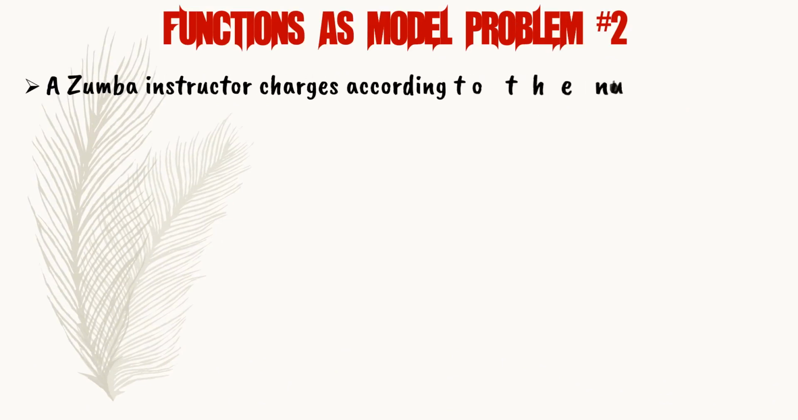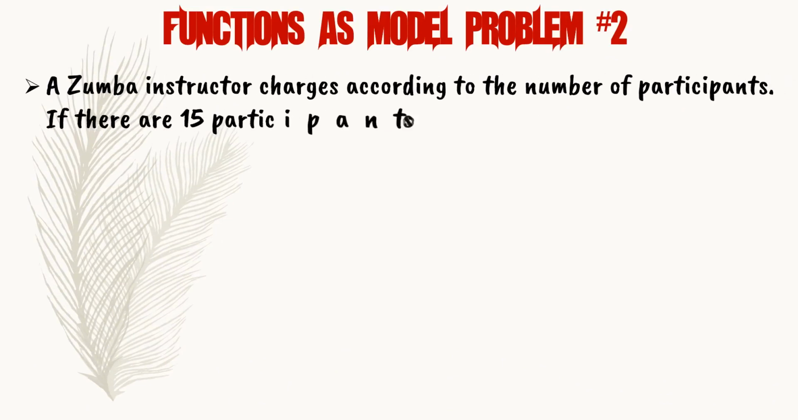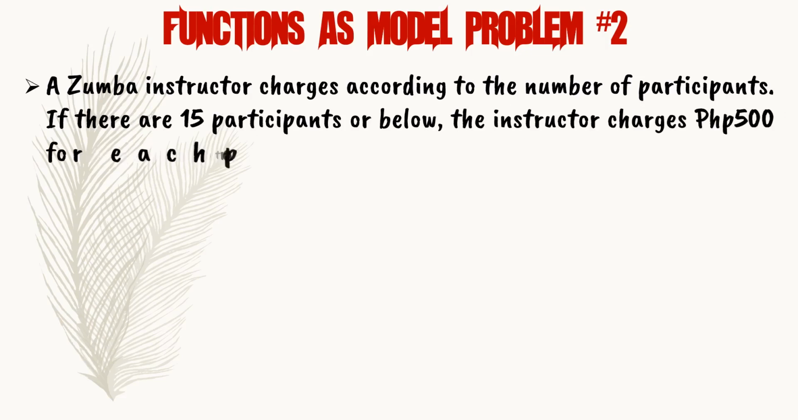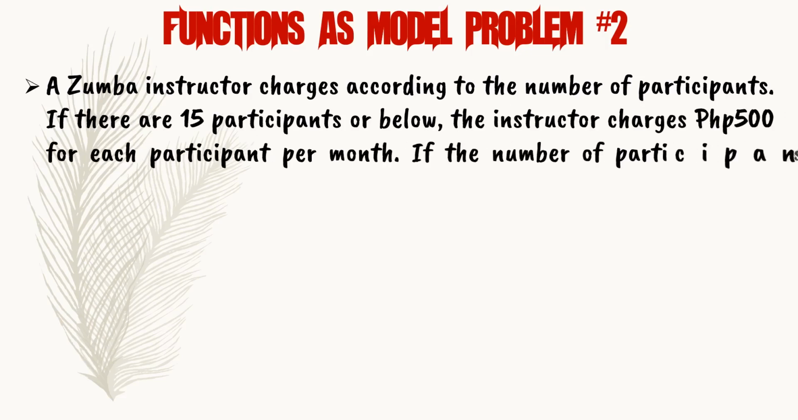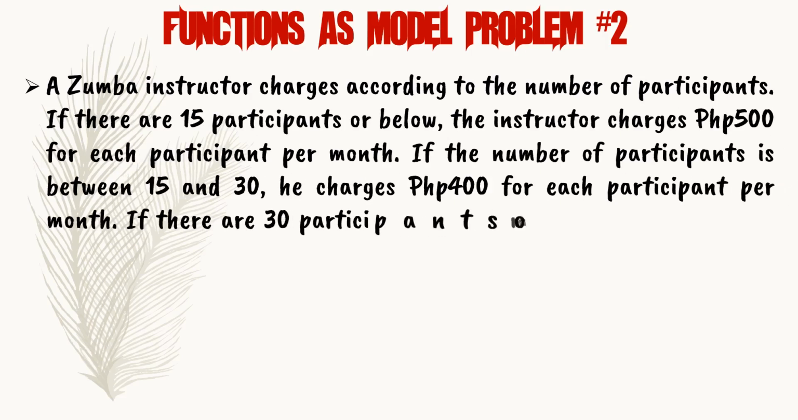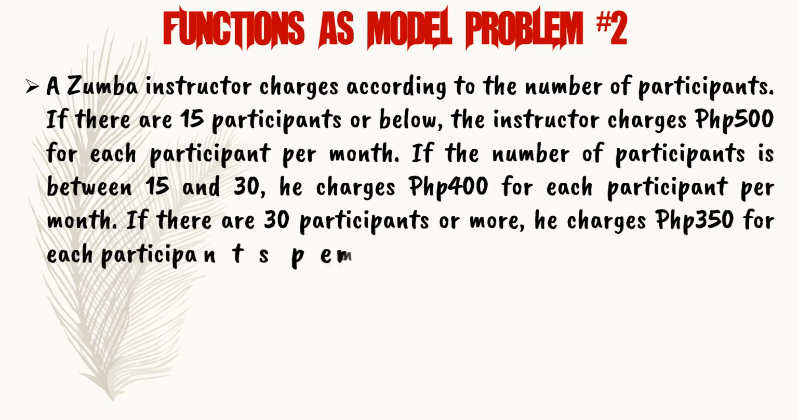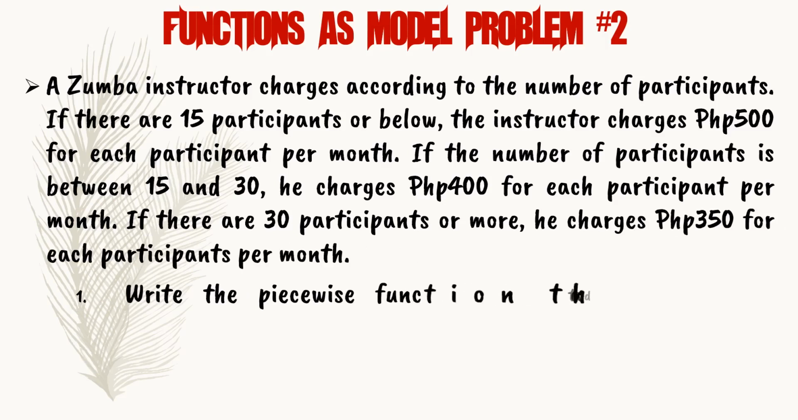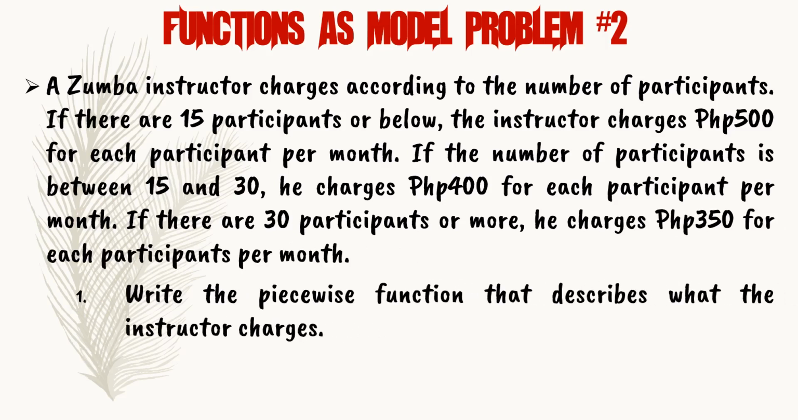Let's have this problem. A Zumba instructor charges according to the number of participants. If there are 15 participants or below, the instructor charges 500 pesos for each participant per month. If the number of participants is between 15 and 30, he charges 400 pesos for each participant per month. And if there are 30 participants or more, he charges 350 pesos for each participant per month. So write the piecewise function that describes what the instructor charges.